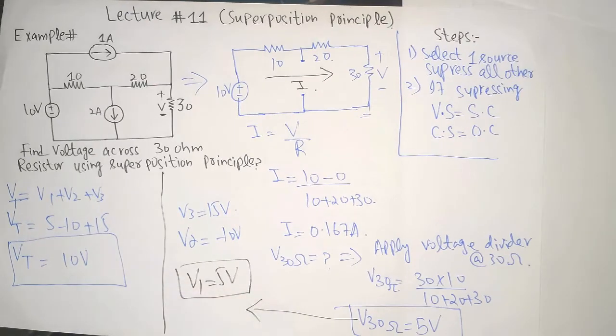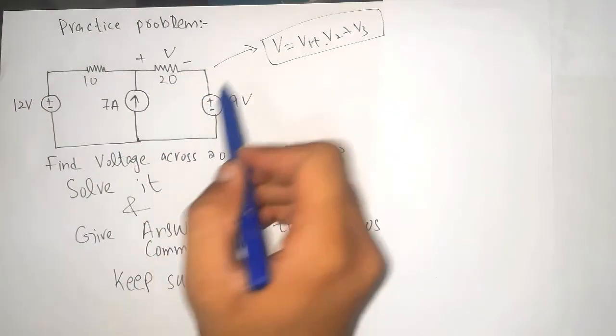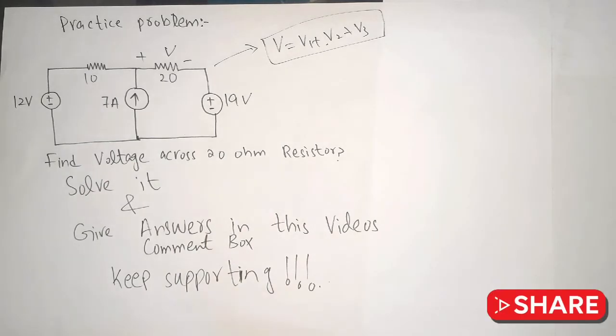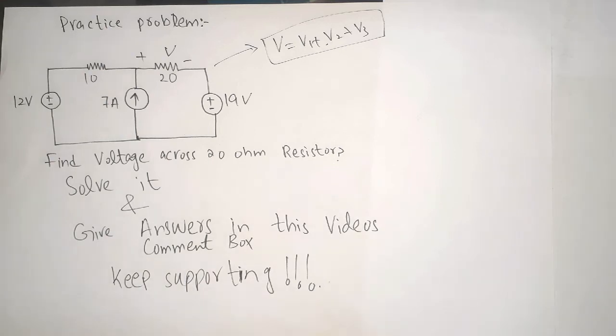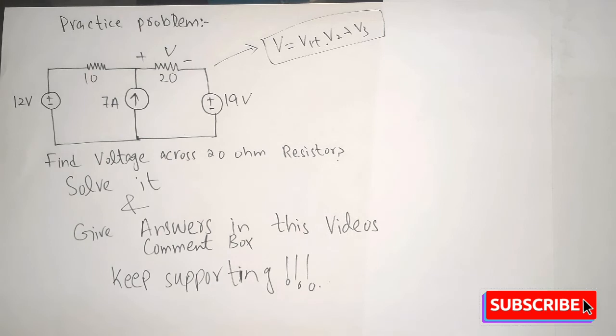Now students, I will give you a practice problem regarding this example. You need to solve that problem so that you might clear your concept properly. In this practice problem you need to find voltage across 20 ohm resistance using similar steps. There are three sources, so we will find three voltages by suppressing two sources step by step. Solve it and give answers in this video's comment box.